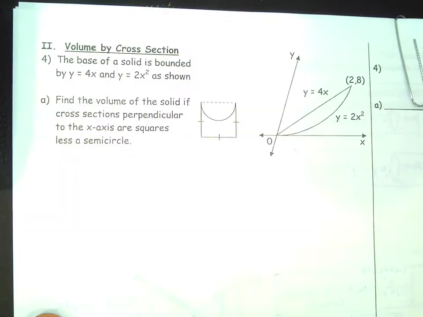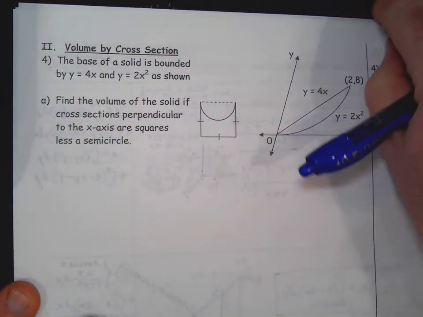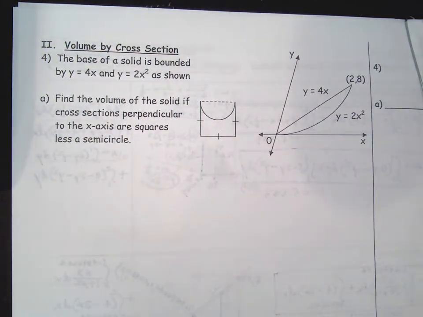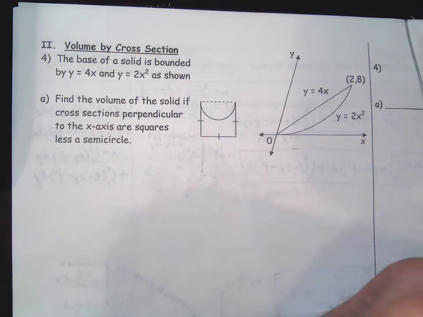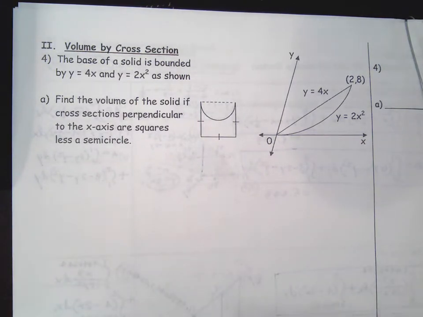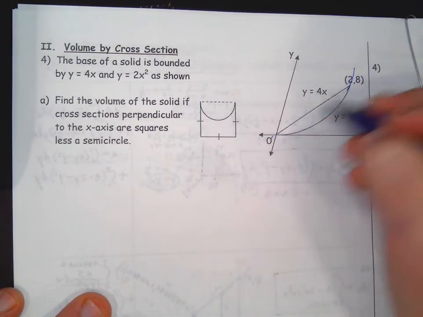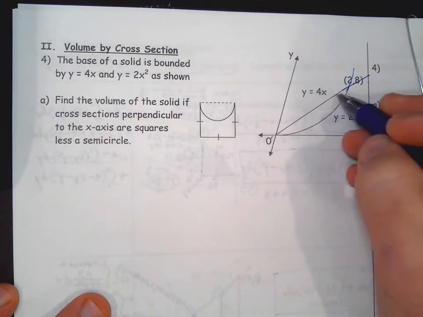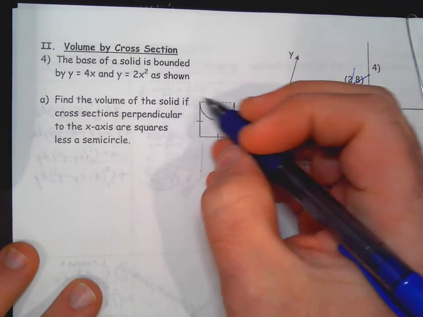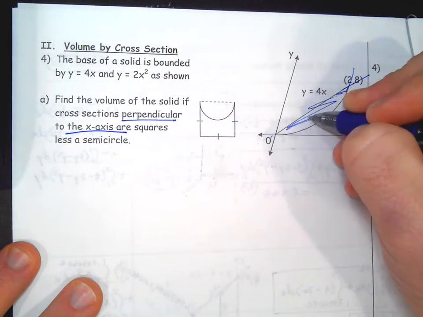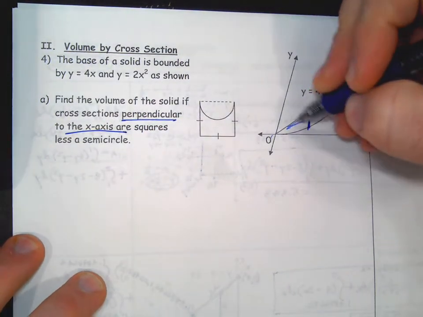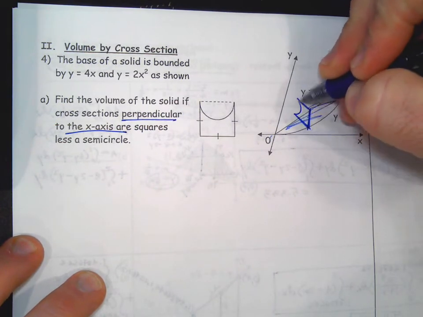All right, volume by cross section. Now, so many of the problems on this test, you could do dx or dy, but these ones you have to do the way that it is described. So the base of a solid is bounded by this line and this parabola. That's the base, so that's your base area. Find the volume of the cross section perpendicular to the x-axis, so they got to be vertical, and they're going to be a square. Take away half of a circle.